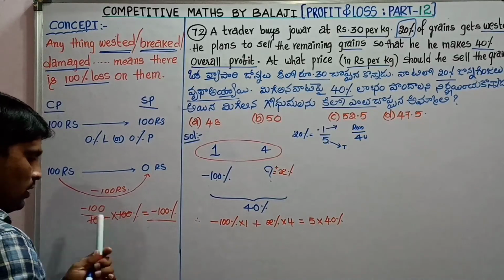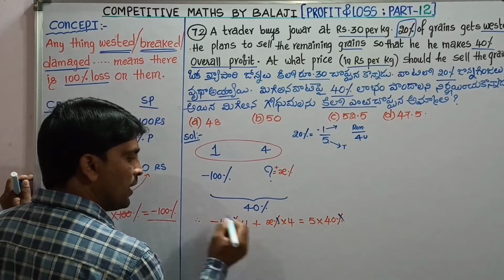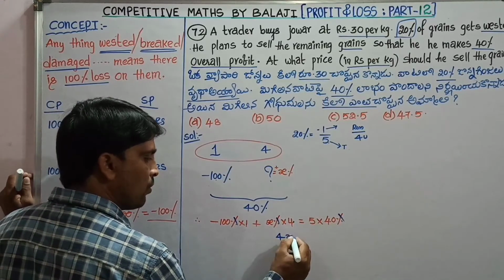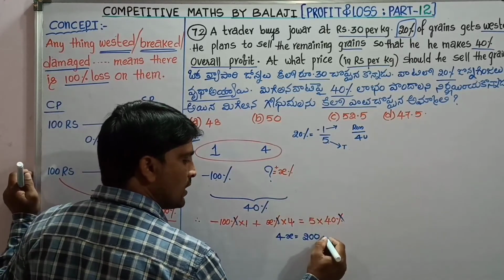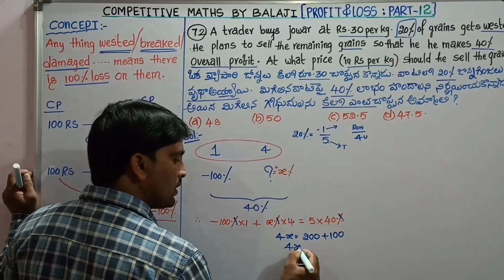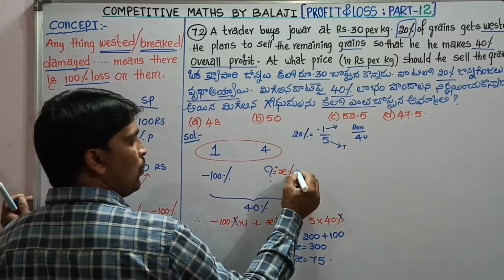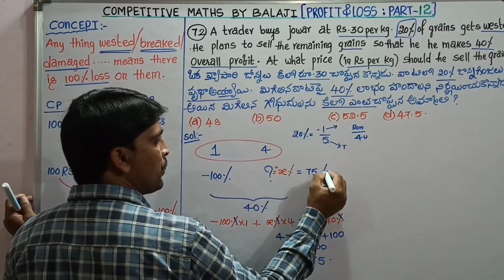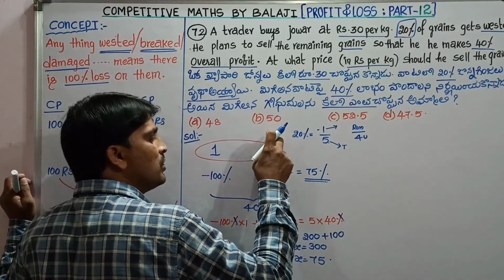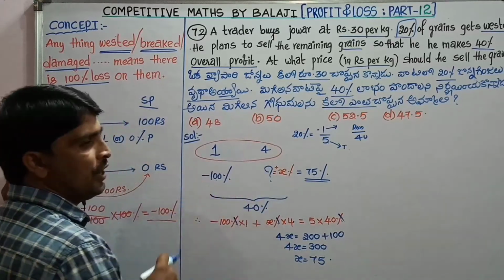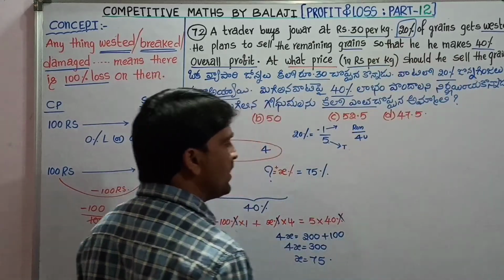Now on both sides the percentage gets cancelled. Minus 1 into 100, minus 100. Plus 4 into x, 4x, equals 5 into 40, which is 200. Transposing minus 100 to the right-hand side, we get plus 100. That is 4x equals 300. So x equals 75. What is the X% value? That is 75% profit. We have to get 75% profit on the remaining units of grain so that we can make overall 40% profit. We have to find what price in rupees per kg he should sell the remaining grains.